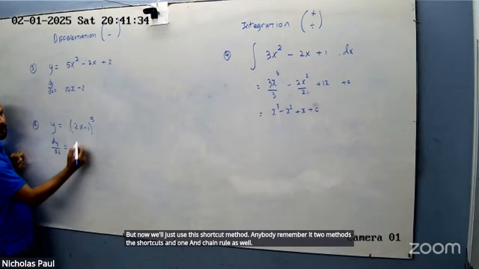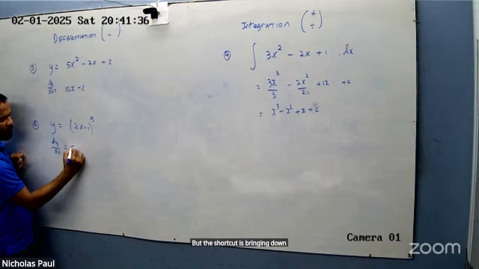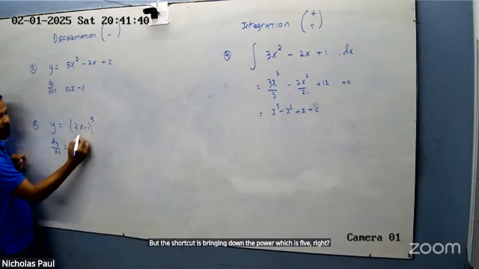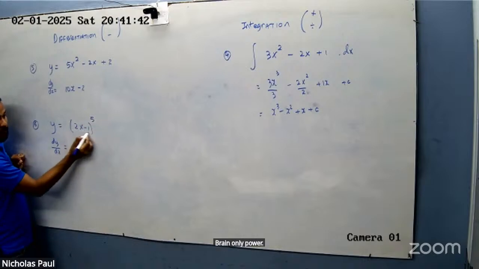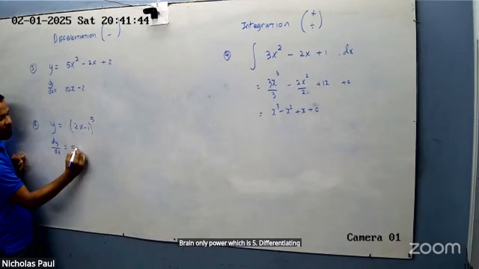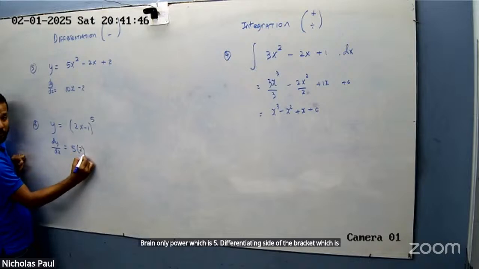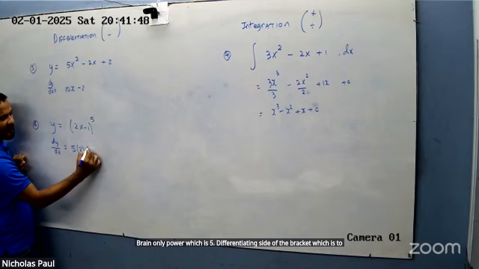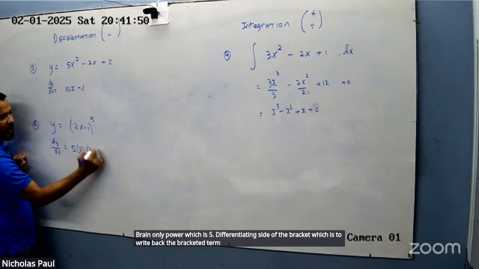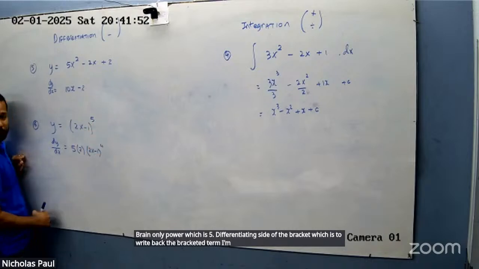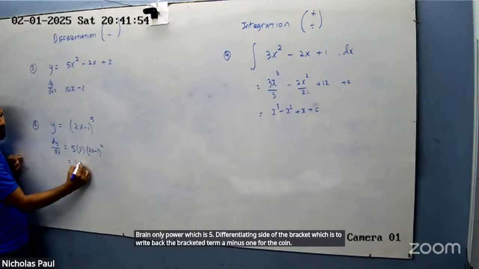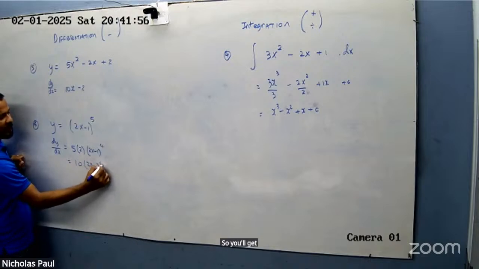But the shortcut is bring down the power, which is 5, right? Bring down the power, which is 5. Differentiate inside the bracket, which is 2. Write back the bracketed term and minus 1 for the power. So you'll get 10 by 2x minus 1 to the 4th.